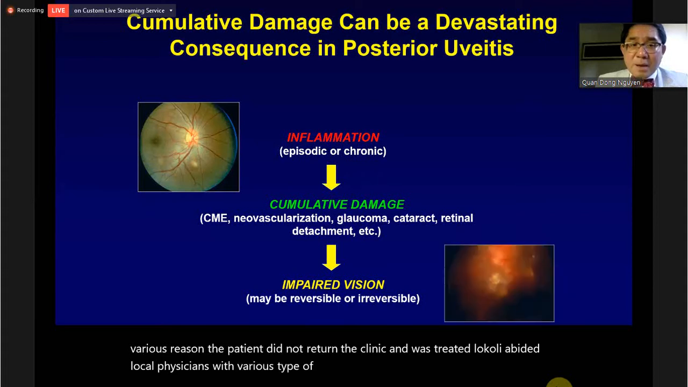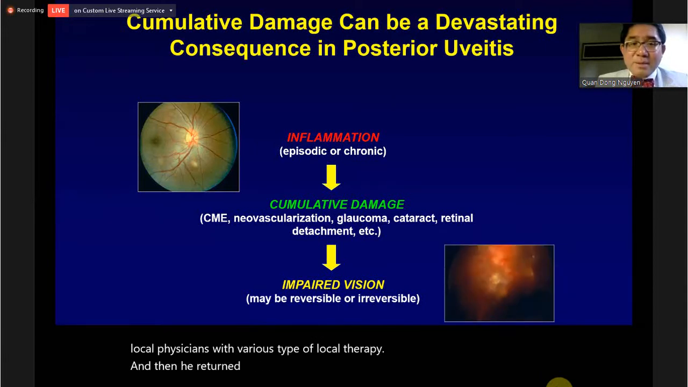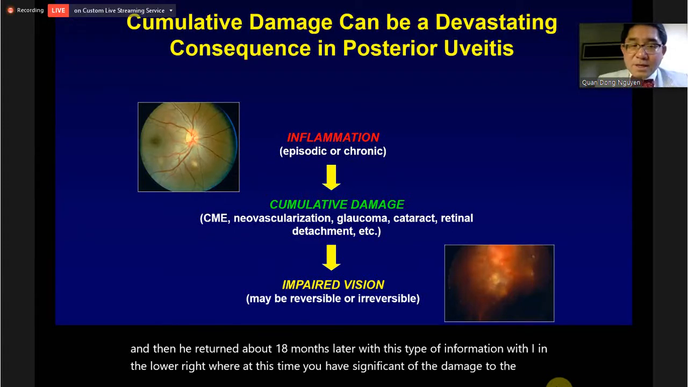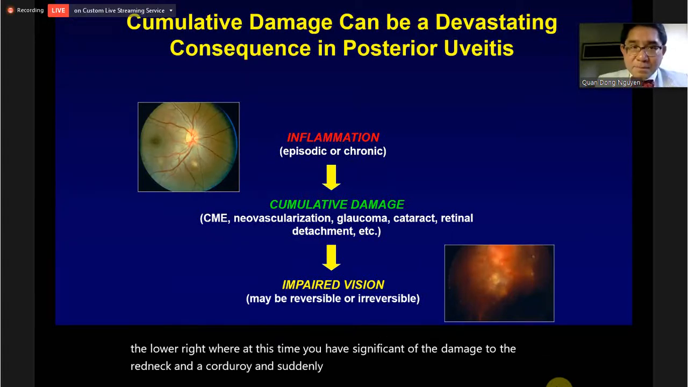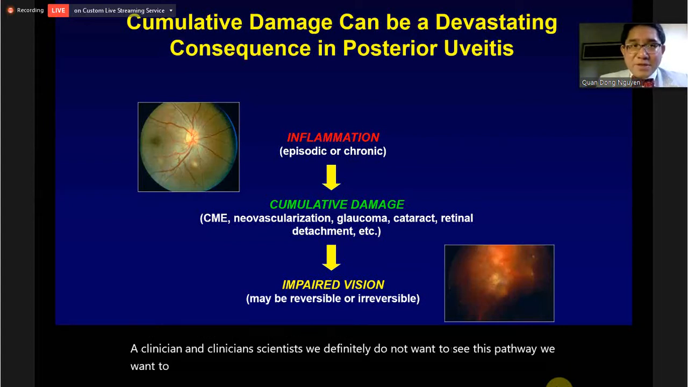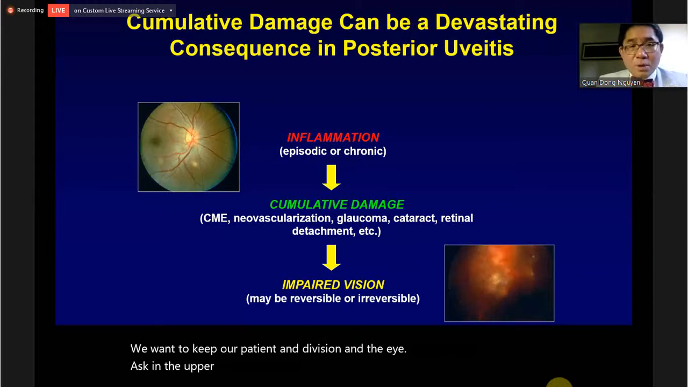And then he returned about 18 months later with this type of inflammation of the eye in the lower right, where at this time you have significant damage to the retina and the choroid, leading to impaired vision. As clinicians and clinician scientists, we definitely do not want to see this pathway. We want to keep our patients and their vision and their eyes as in the upper left and not in the lower right image, where damage has already led to significant loss of vision.